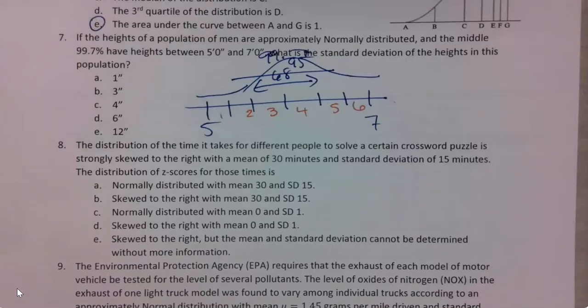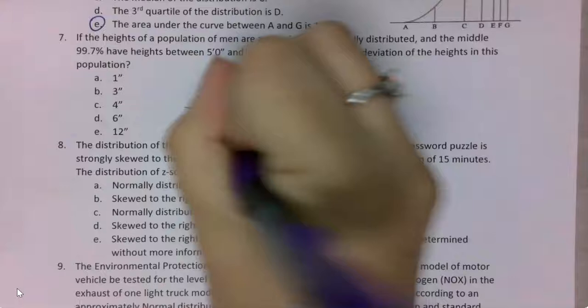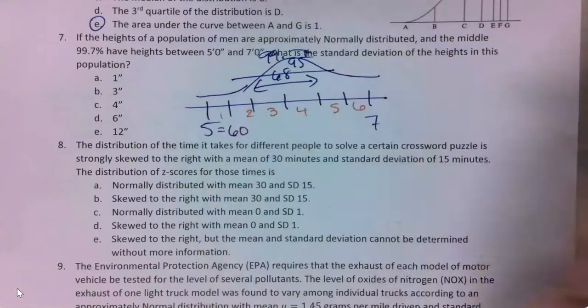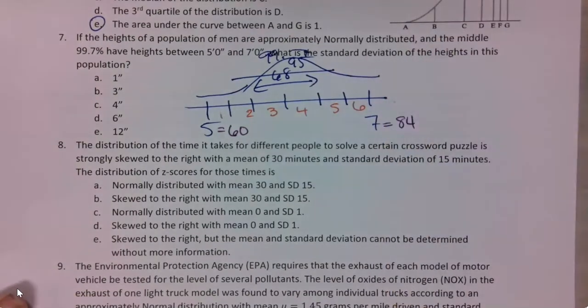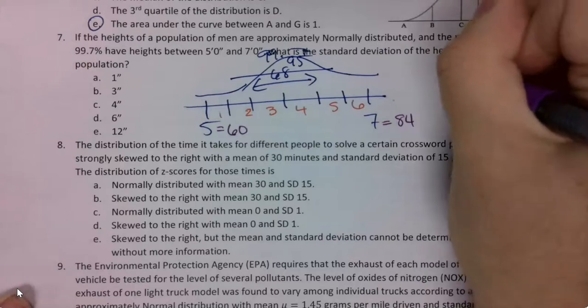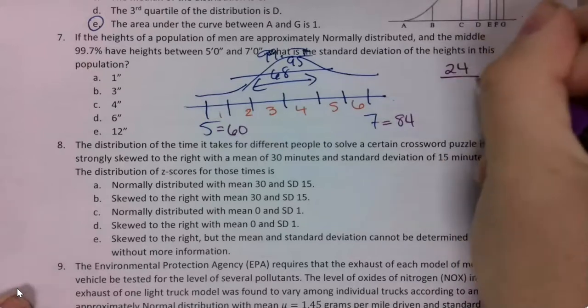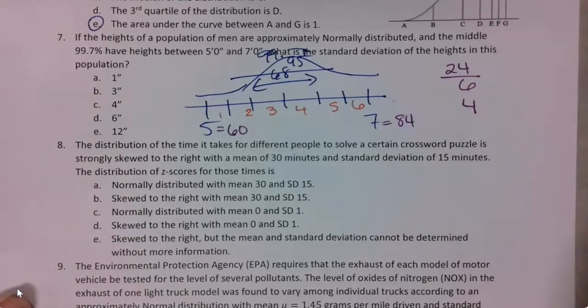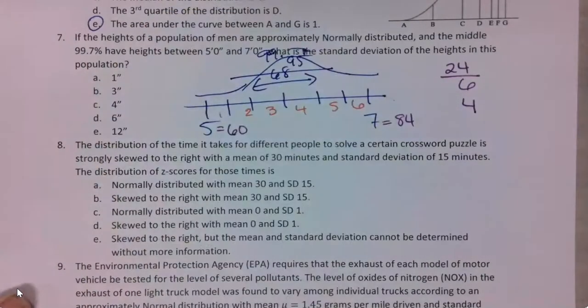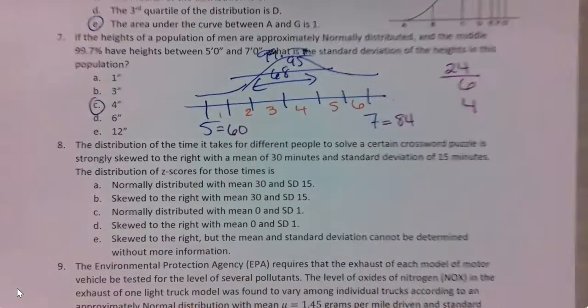It's helpful if I convert these to inches. Remember, I multiply by 12 to turn them into inches. So this is 60 inches for 5 feet, and I believe 84 for 7, but let me check. Yes, 84 for 7. So I have between 60 and 84, which gives me a difference of 24. I have 6 values I want to divide by, which gives me 4. So my standard deviation is 4 inches. If I counted by 4 inches, I would match up to 7 on the end.